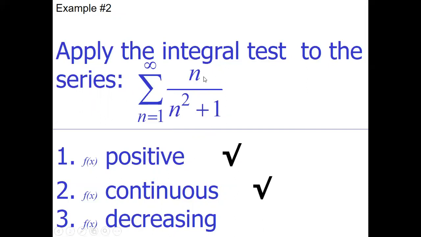And is it decreasing? Well, what's the limit as n approaches infinity? Well, the numerator and the denominator is going to grow faster. So that denominator is going to get bigger. So I'm going to have like 1 over infinity, which will approach 0. So yes, that is decreasing. So we're good to go there.